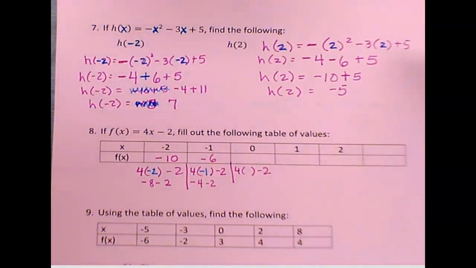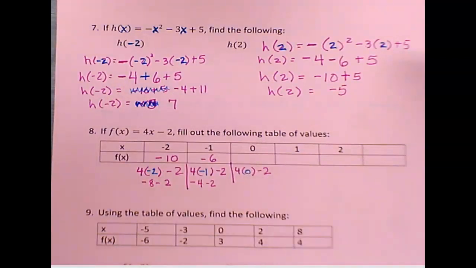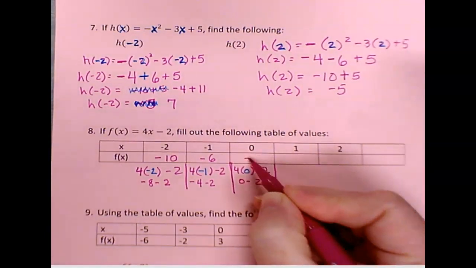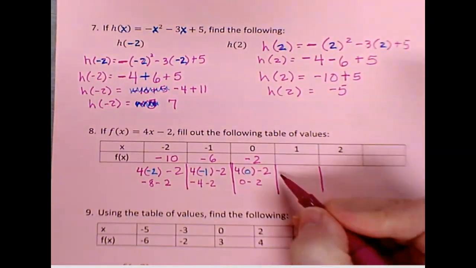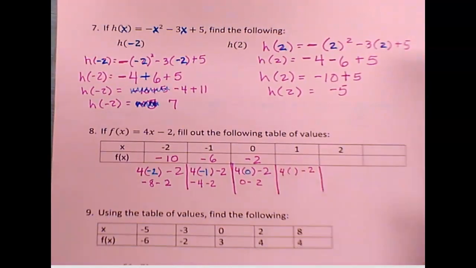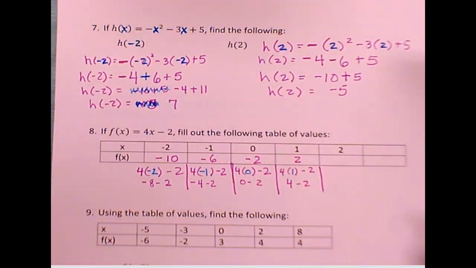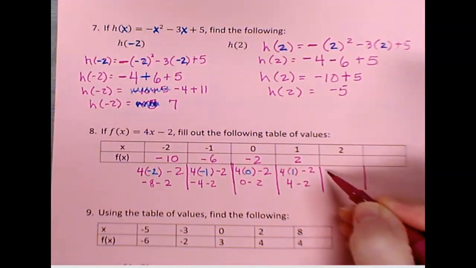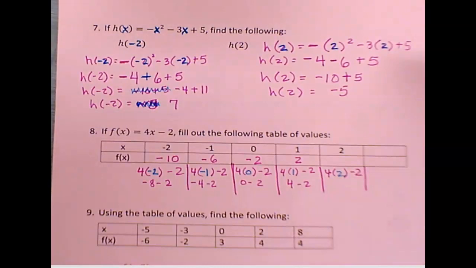4x minus 2, I'm getting that from right up here. In place of the x, I'm going to plug in a 0. Putting my calculations down here below. 4x minus 2. This time I'm going to plug in a 1. This time I'm going to plug in a 2.